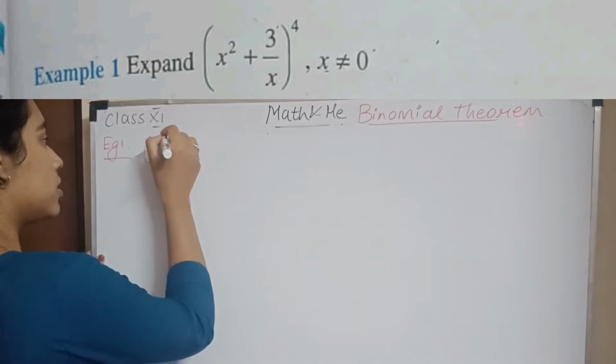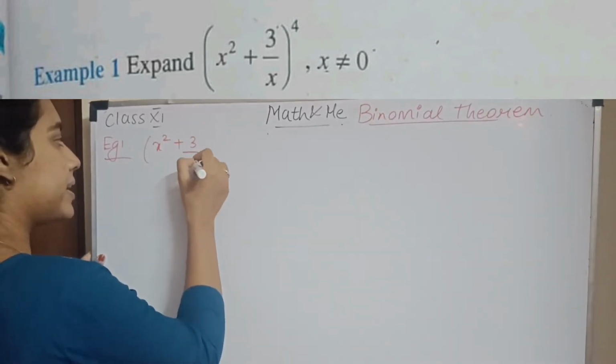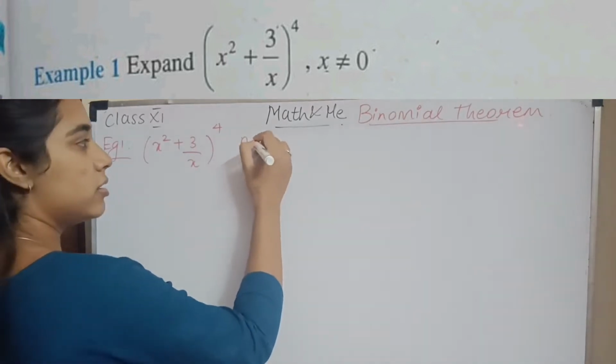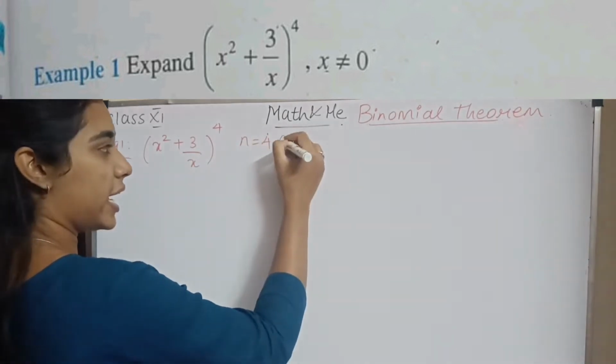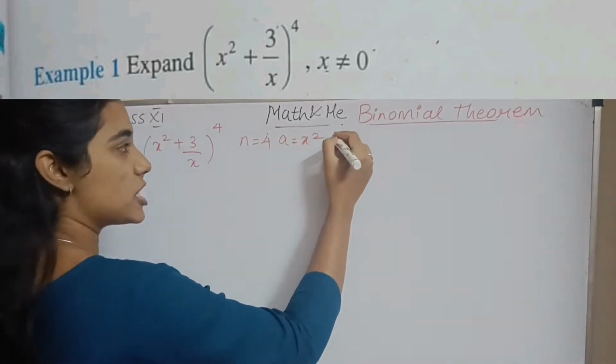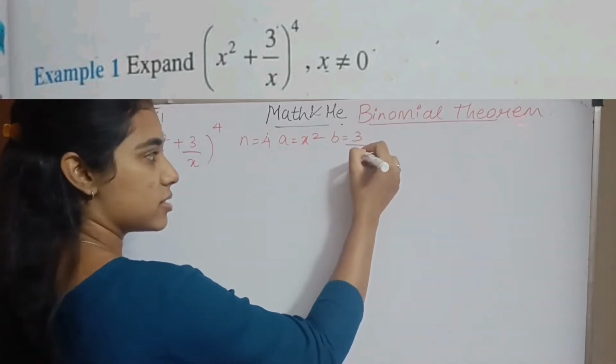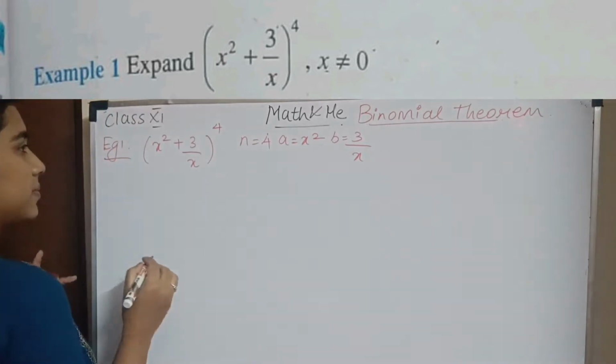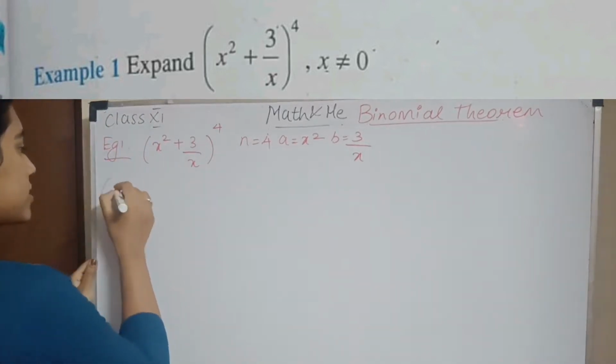x square plus 3 by x to the power 4. So what is my n? 4. What is my a? x square. What is my b? 3 by x. First, write this. You have to find the answer now. So now, what is the formula?